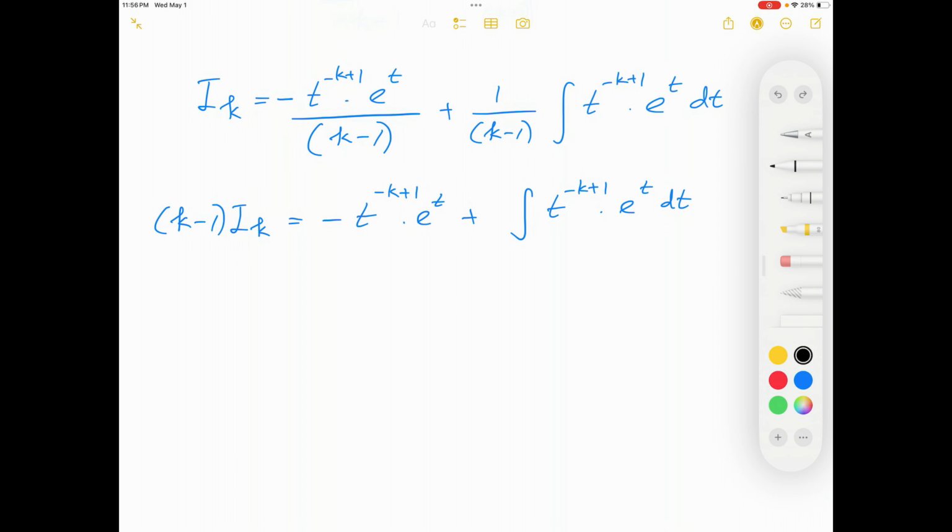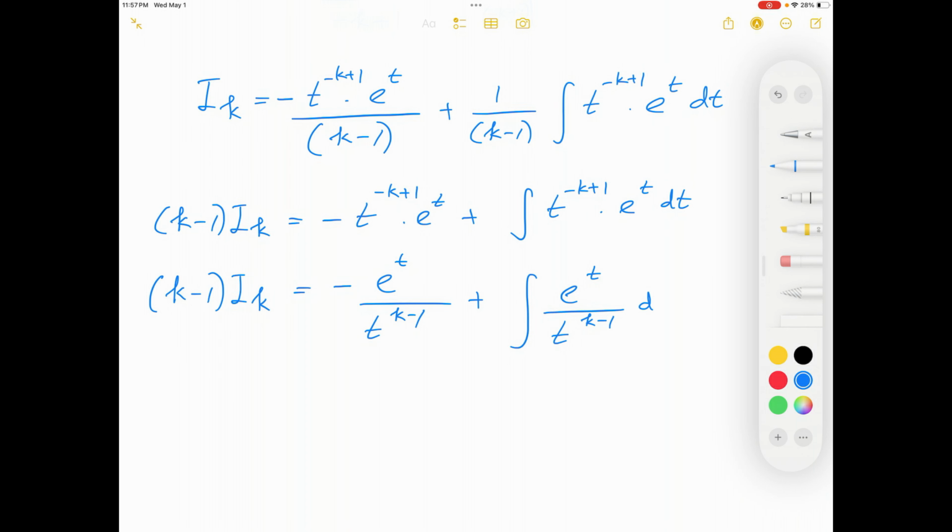So I'm going to rewrite that as t raised to the k minus 1 in the denominator. Therefore, this equation now becomes k minus 1 times I sub k equals negative e to the t divided by t raised to the k minus 1 plus the next one, integral e to the t divided by t raised to the k minus 1 dt.